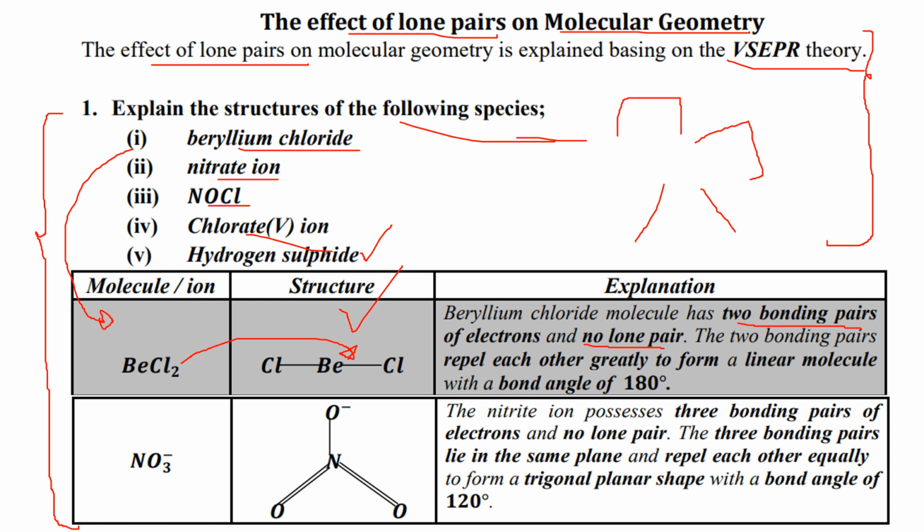And with that said, the two bonding pairs of electrons that are formed are going to repel each other greatly and equally. When they repel each other greatly and equally, they form a linear molecule with a bond angle of 180 degrees between them. Having no lone pairs of electrons, we only have bond pairs of electrons in the beryllium chloride molecule. So these bonding pairs repel each other greatly and equally, forming a symmetrical linear molecule of beryllium chloride with a bond angle of 180 degrees between them. That's why beryllium chloride adopts a linear structure.